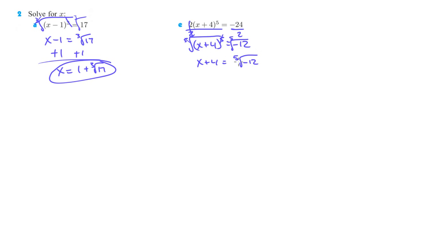Now, we can actually take the fifth root. We can take an odd root of a negative number. We just can't take the even root of a negative number. So we leave that. And last step is to subtract 4 from both sides. And we get that x equals negative 4 plus the fifth root of negative 12.